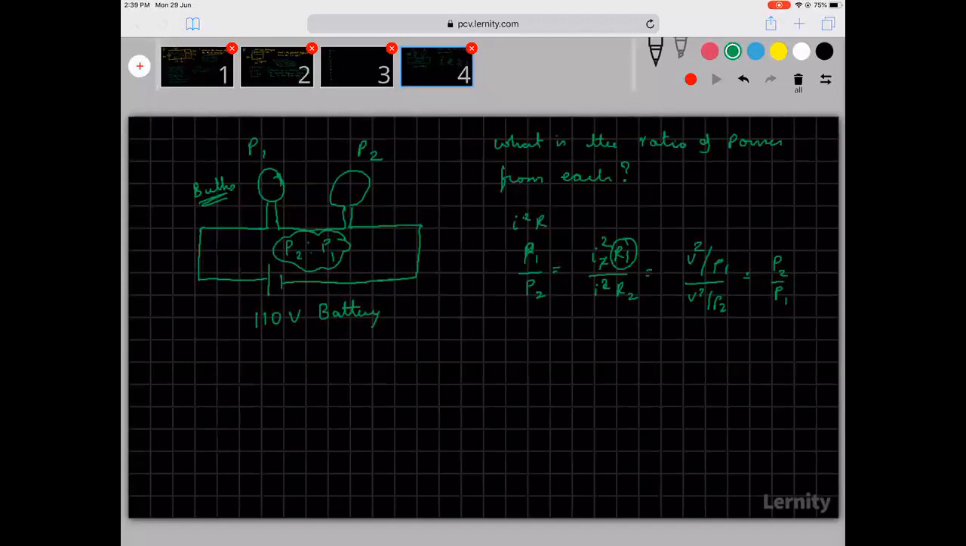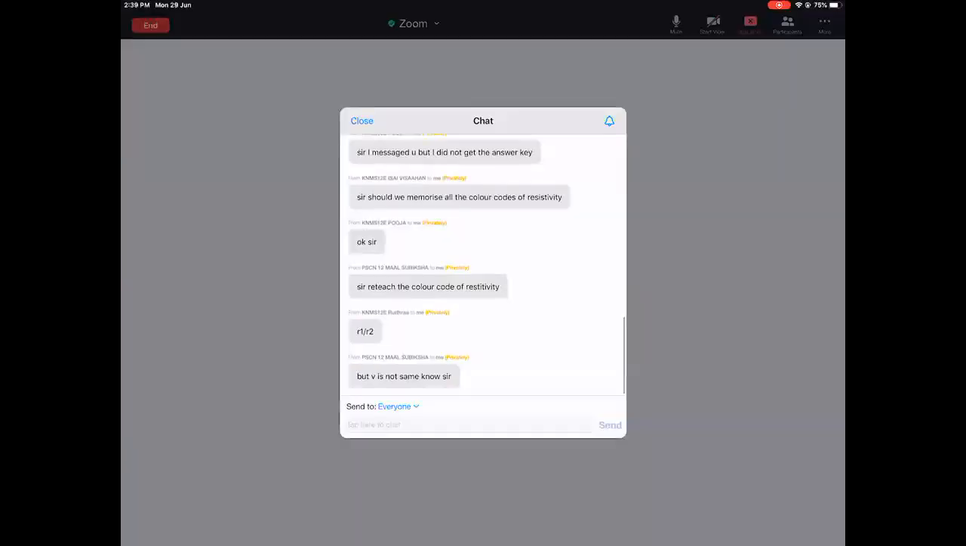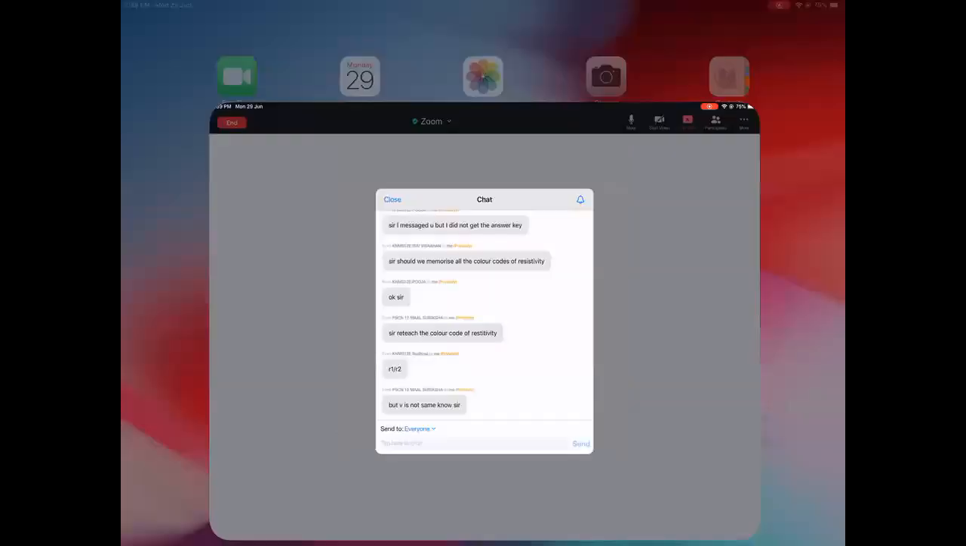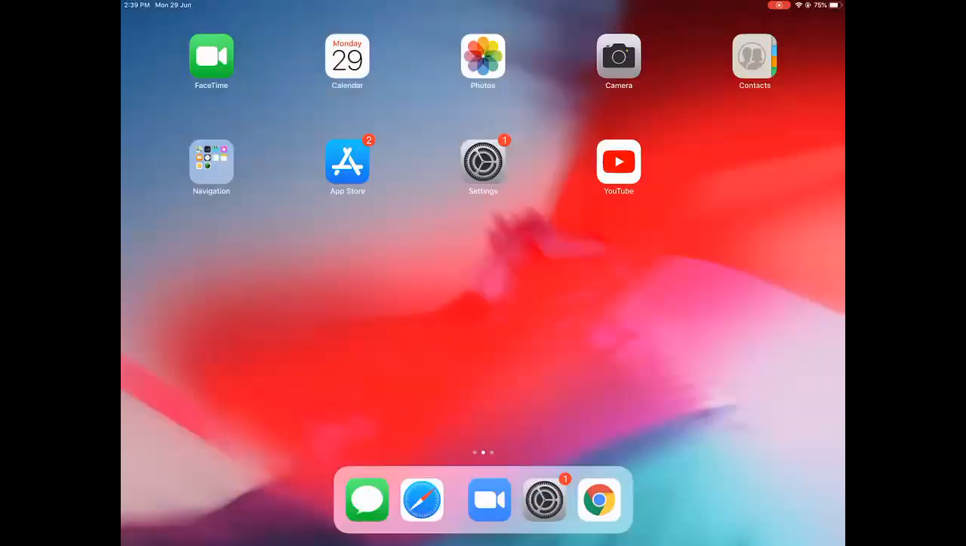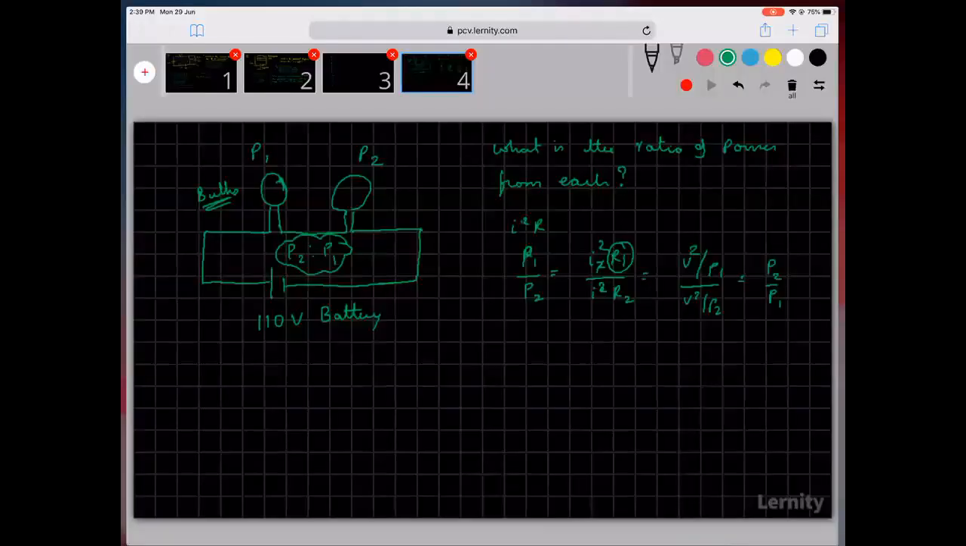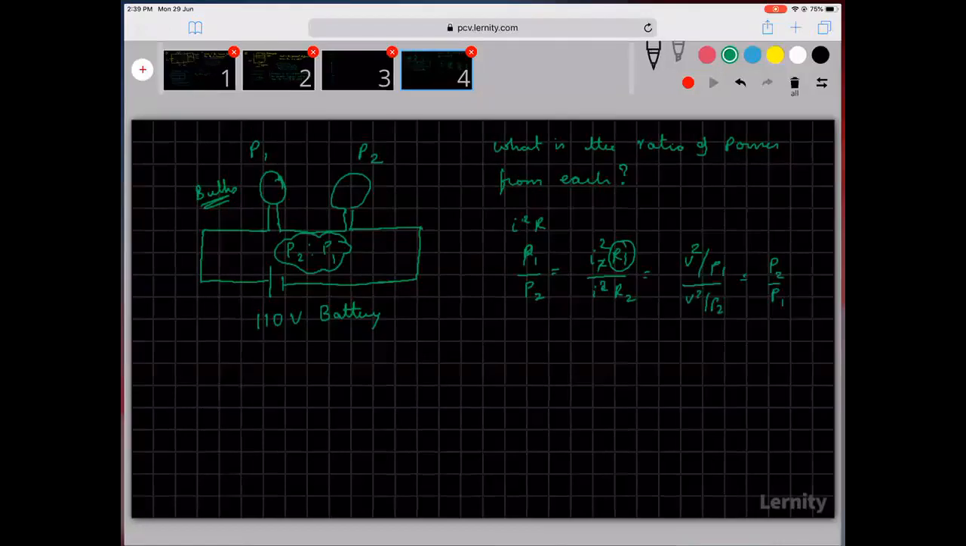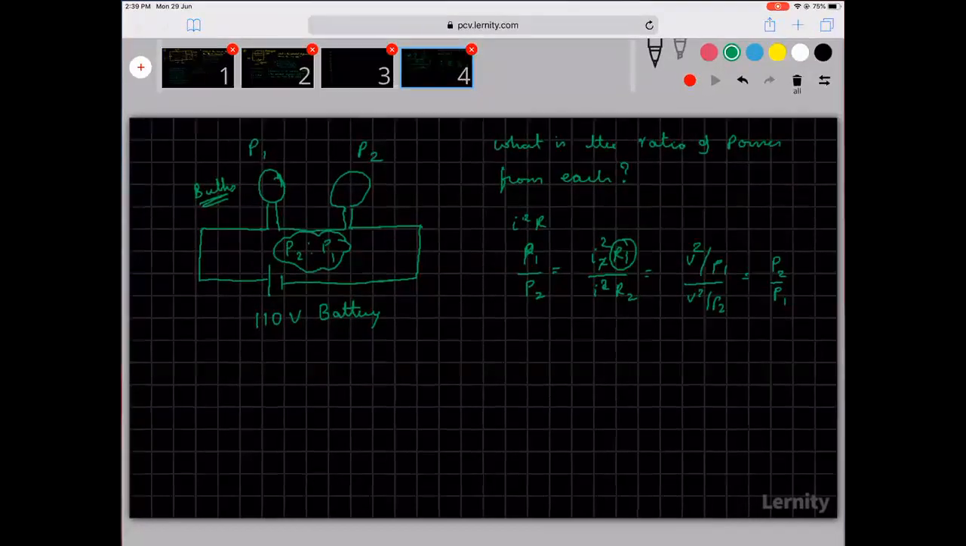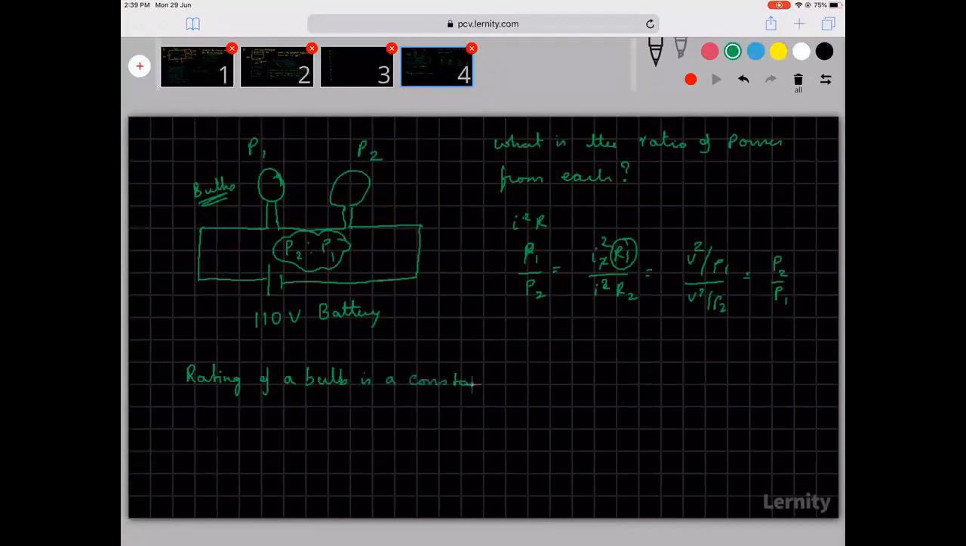Yeah, is it done? Yes, but V is not the same. Oh, you guys are again getting confused. The rating of a bulb is a constant. It is set in the shop, always at 220 volts. This is a constant. It is the same. There is no change.